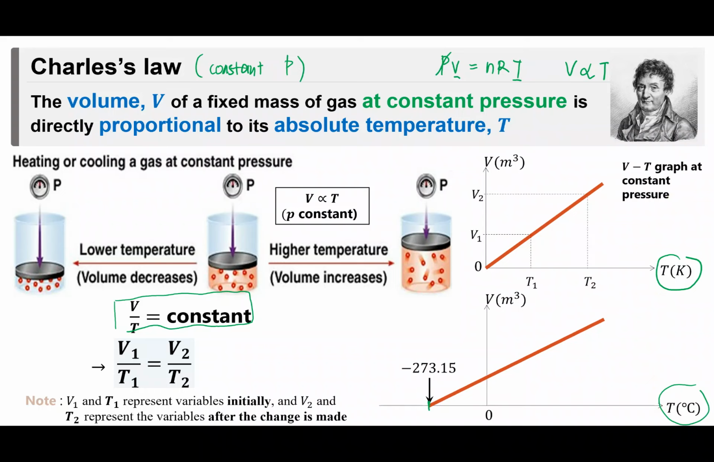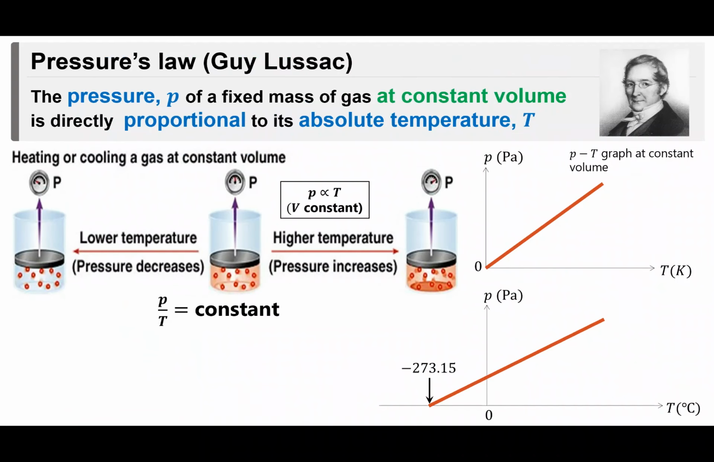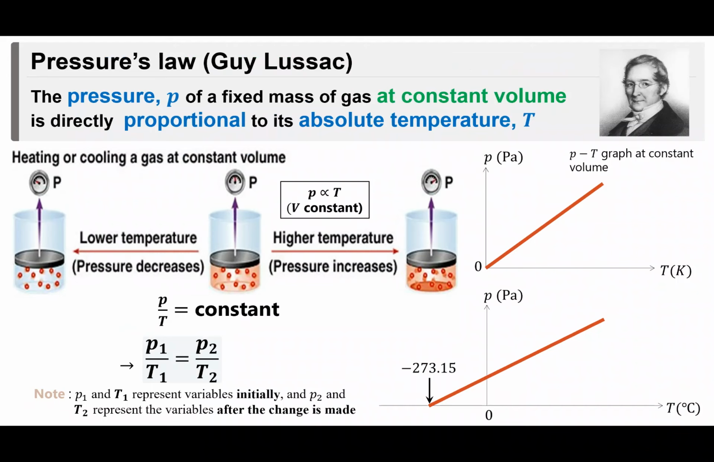And then the last law yang kita ada adalah pressure law. So, pressure law tu apa yang constant? So, the pressure for a fixed mass at constant volume. So, basically, you make the volume constant. So, tengok balik PV equals to nRT, volume constant. So, you akan tengok P dan T je lah. So, P adalah directly proportional to the T.